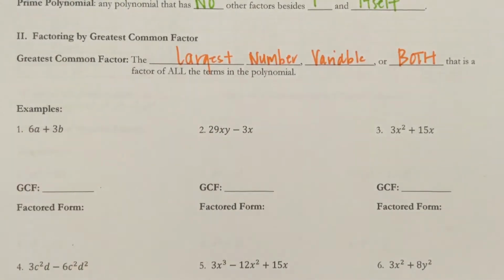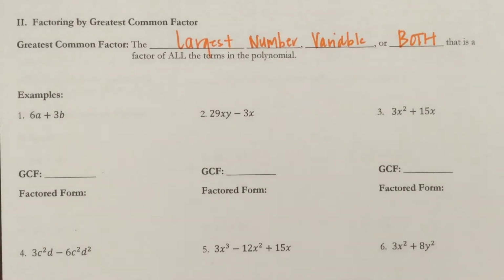Okay, remember factor means multiply. So I'm looking for the biggest number that I can use to make the terms that I have. I'm looking for the largest variable that could be used to make the terms that I have, or both. Some problems have a greatest common factor that is both a number and a variable. Okay, but whatever we pick has to be a factor of all the terms in the polynomial. So let's look at an example.